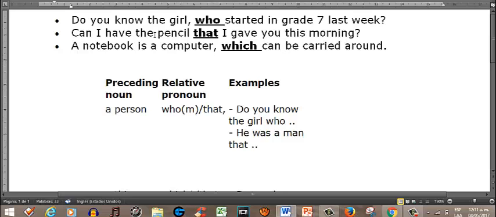In this case, we're going to take a look at these three sentences. It is important to know that with who and which, you have to put a comma, right? And with that, you don't have to. The comma is not necessary in this kind of sentence.